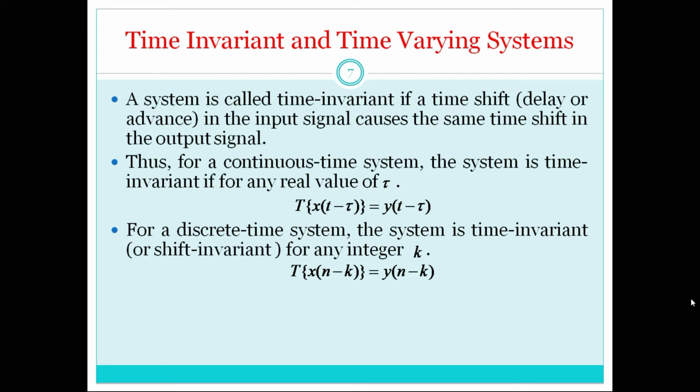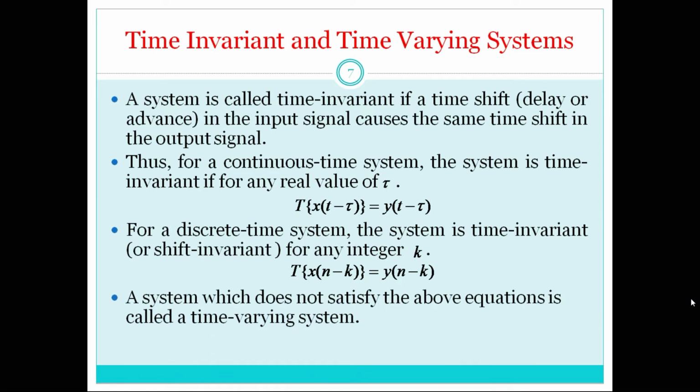The system is time invariant if, for any integer k, T of x of n minus k is equal to y of n minus k. A system which doesn't satisfy the above equations is called a time varying system. Okay, these are the conditions to make a system time invariant.